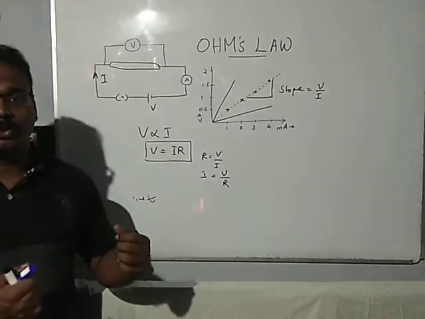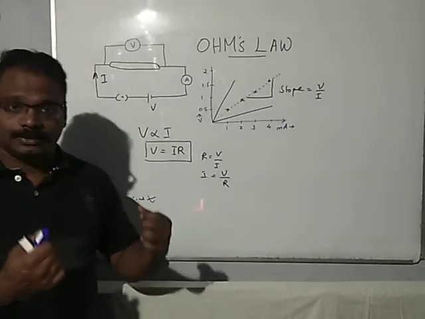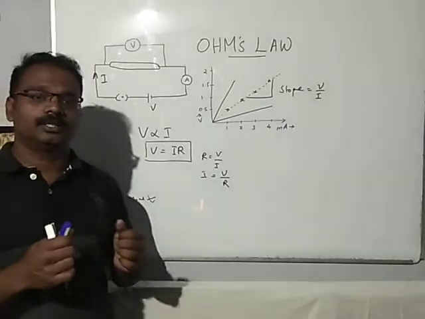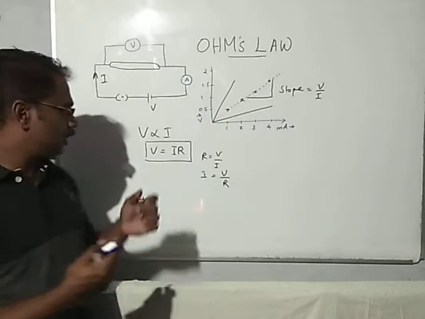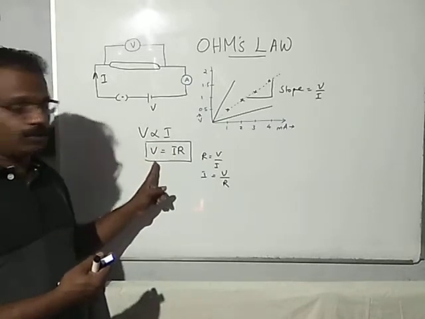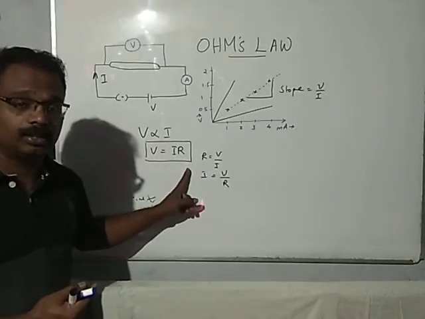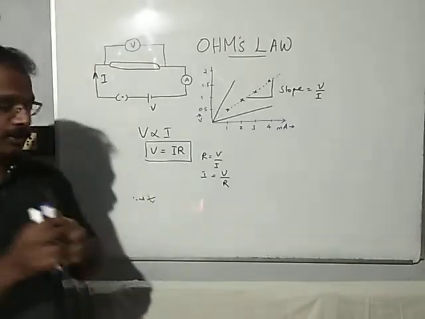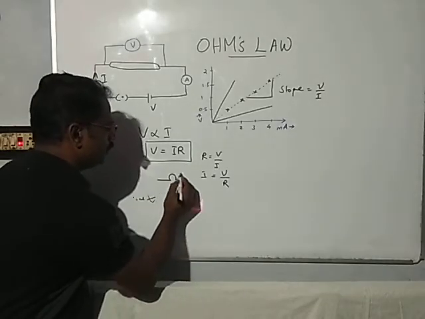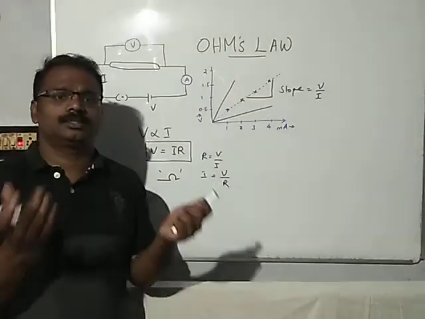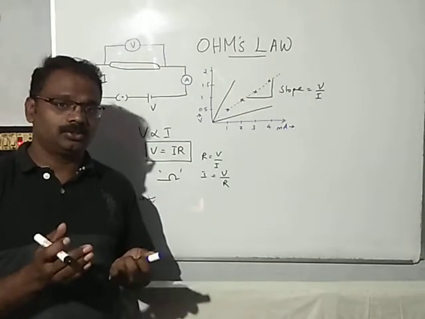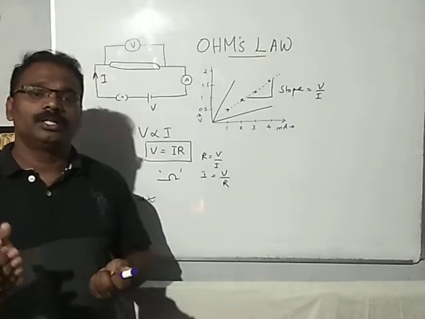Again, let's rewind. What is Ohm's law? Ohm's law states that the current flowing through a conductor is directly proportional to the potential difference between its ends, that is V proportional to I, or V equal to I into R, where R is called the resistance and the unit of resistance is Ohm. Ohm is the unit of resistance, and we know what resistance is. Resistance is the property of a conductor to oppose the flow of current.